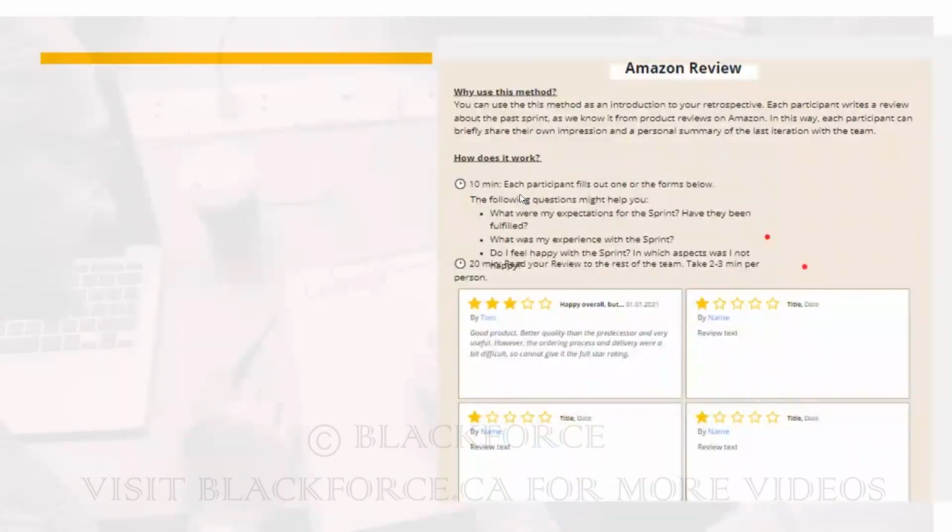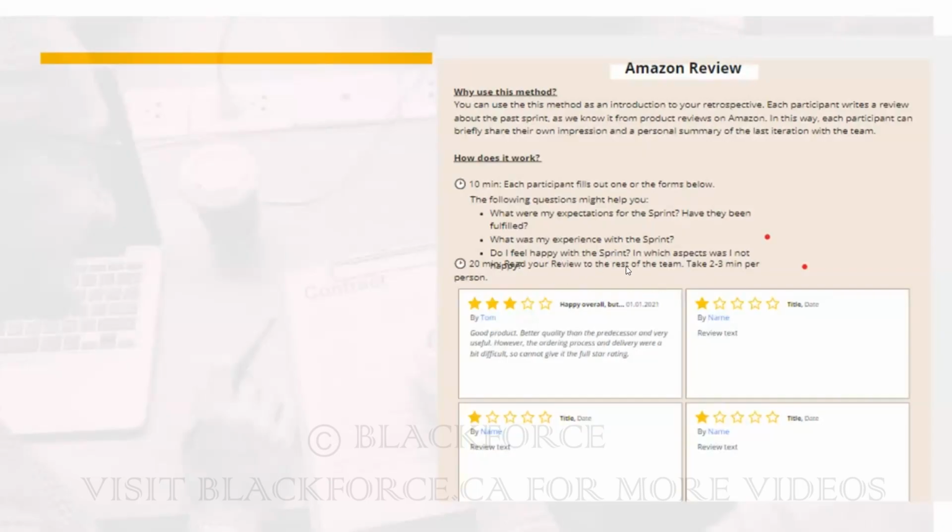And the last one is the Amazon review. This method is not common, but it's another way to run your retrospective. Each participant will fill out this form. They talk about what their expectations of the sprint were. Have they been fulfilled? What was their experience? Do they feel happy with the sprint? In what aspects were they not happy?